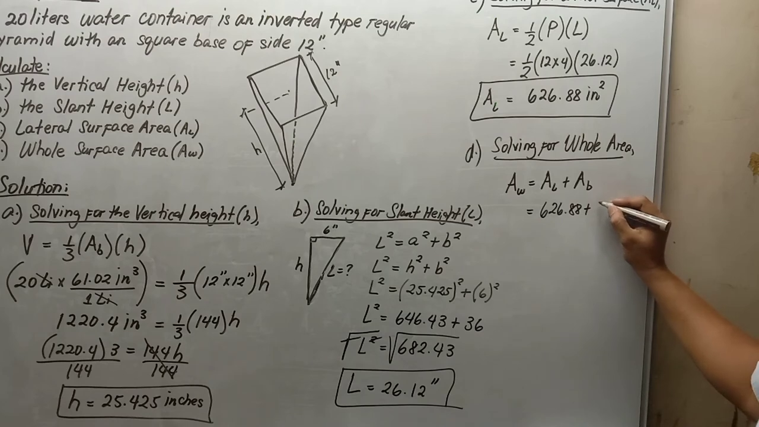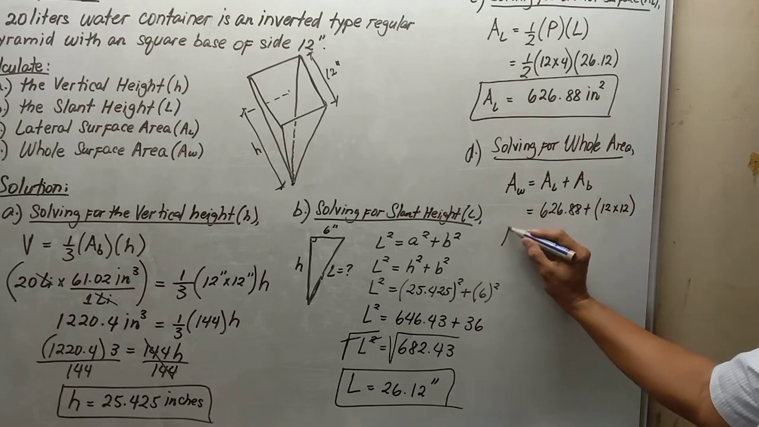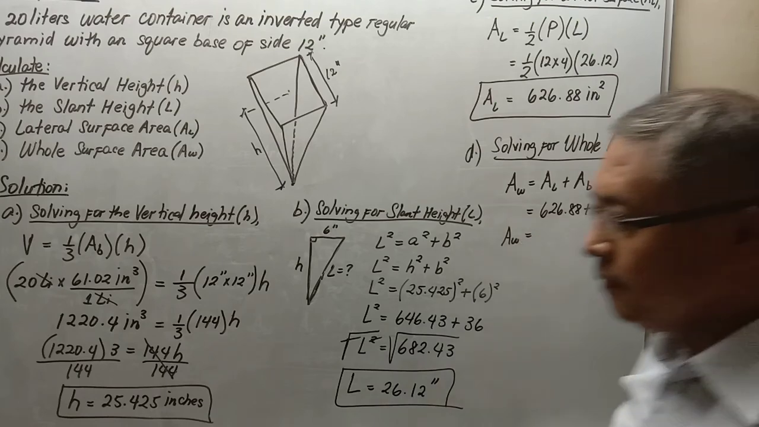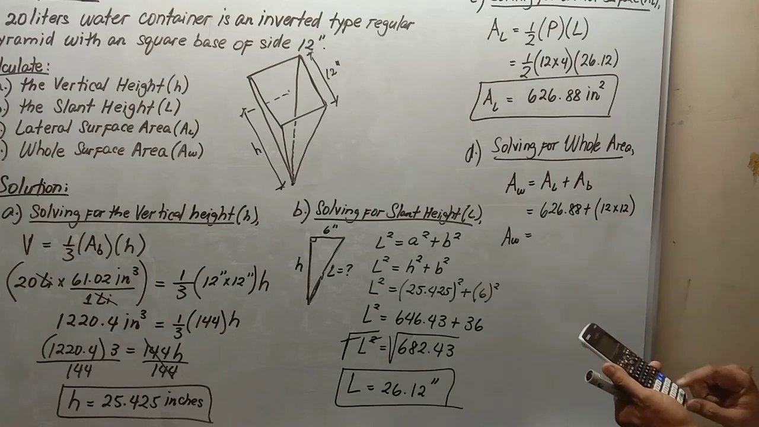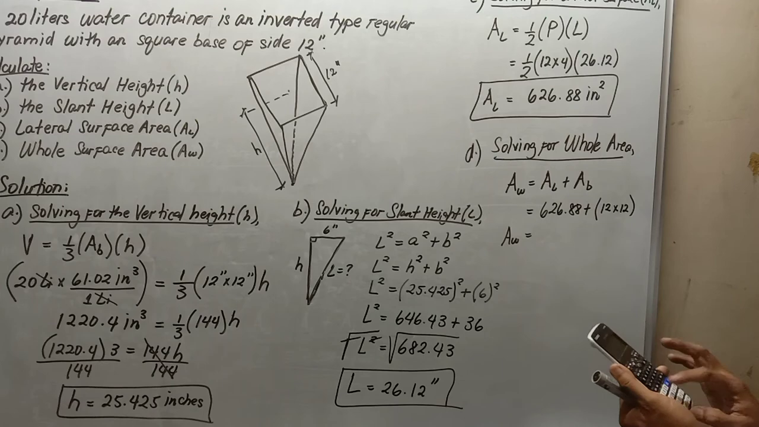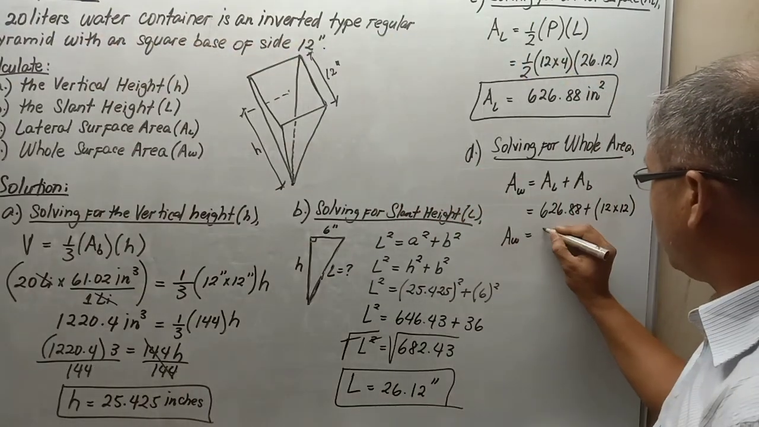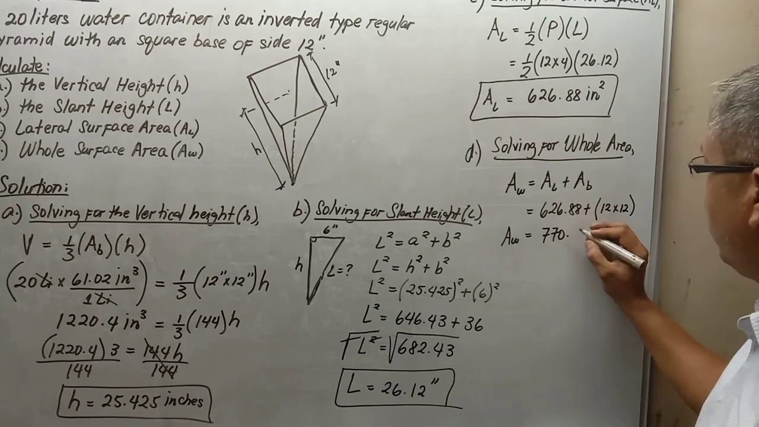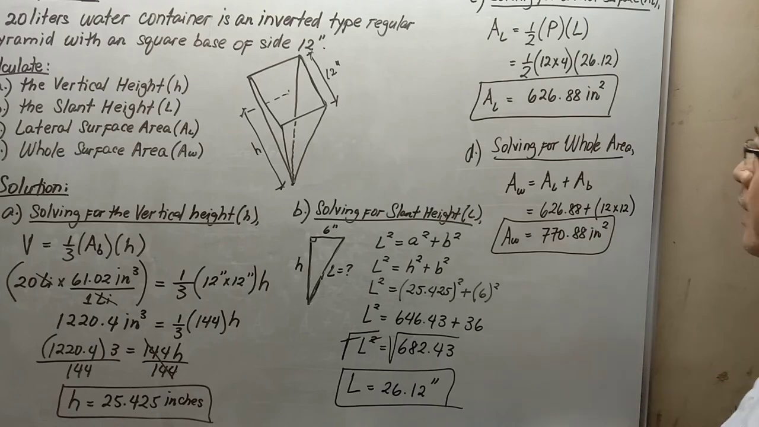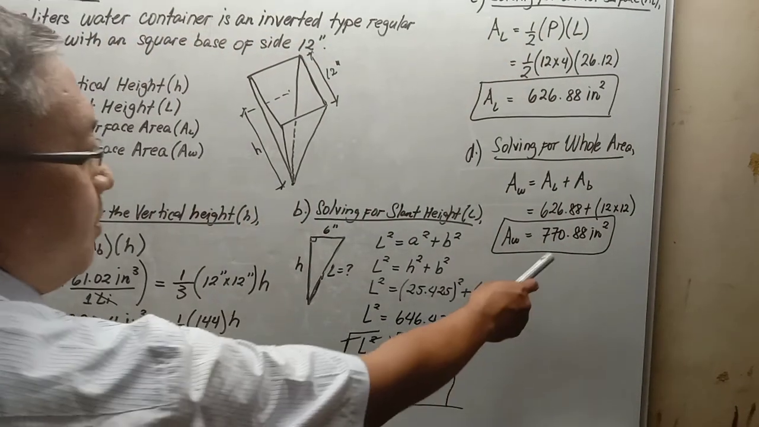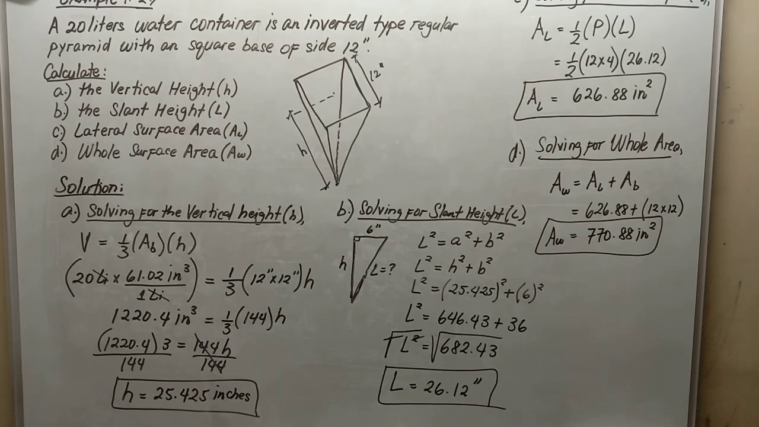So what is the whole area? 12 times 12 is 144, plus 626.88, so there are 770.88 square inches. The whole area, the total area of an inverted pyramid, is 770.88 square inches. Okay, guys, I hope you understand our second example related to the pyramid.